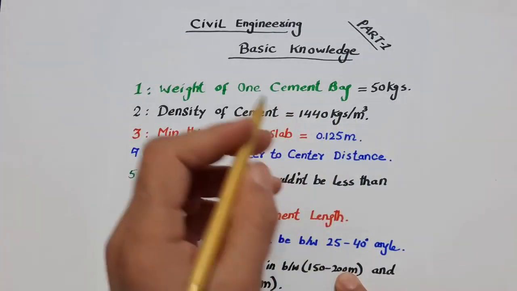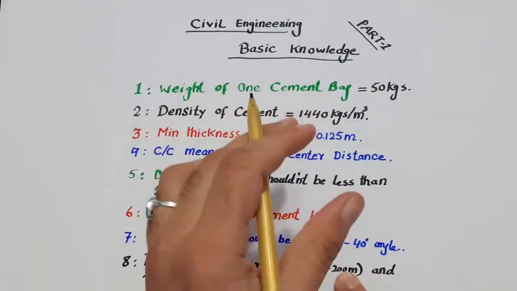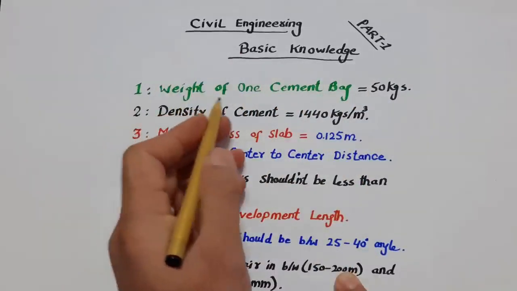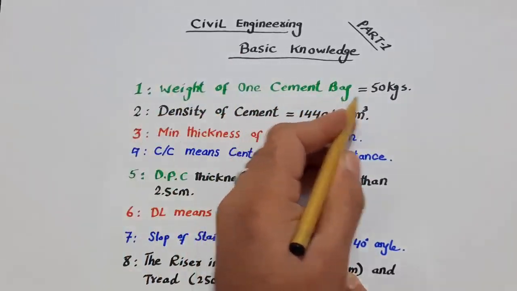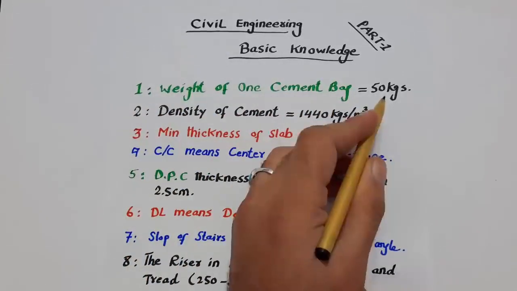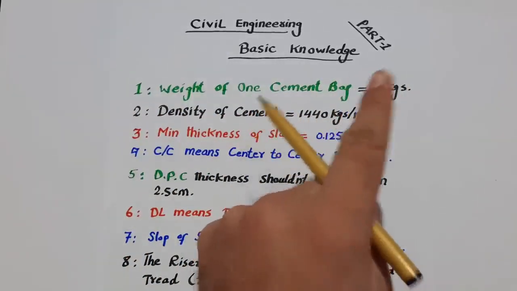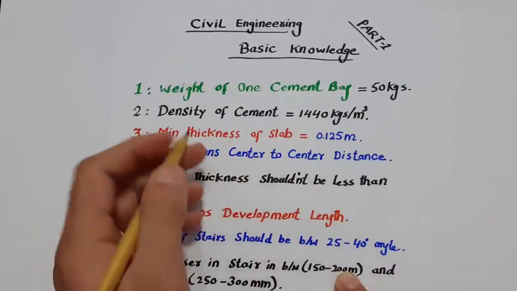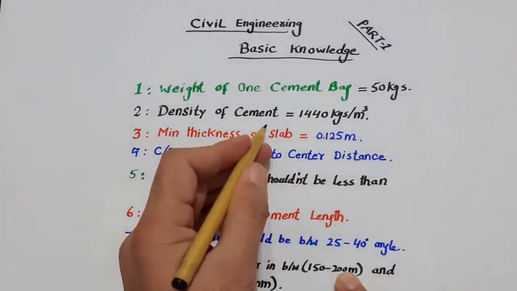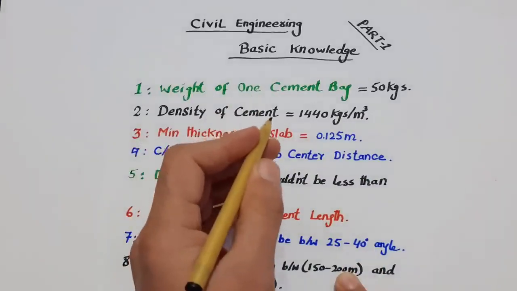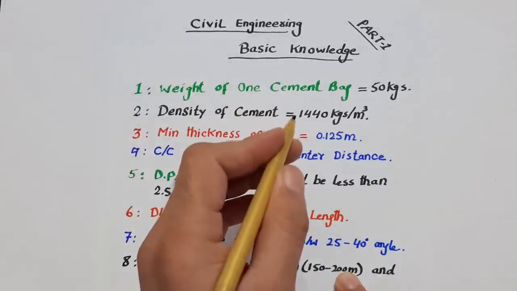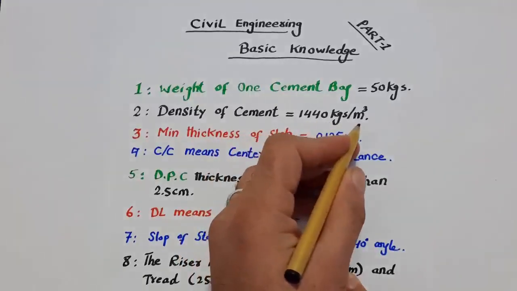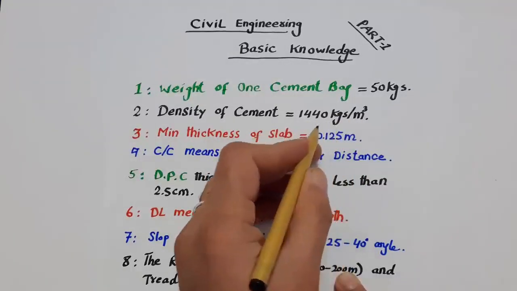Guys, the first one is you should know the weight of one bag of cement. The weight of one cement bag is 50 kgs. Okay, the second one is, guys, the density of cement. The density of cement in cubic meter is 1440 kgs per cubic meter. This is the density of cement.